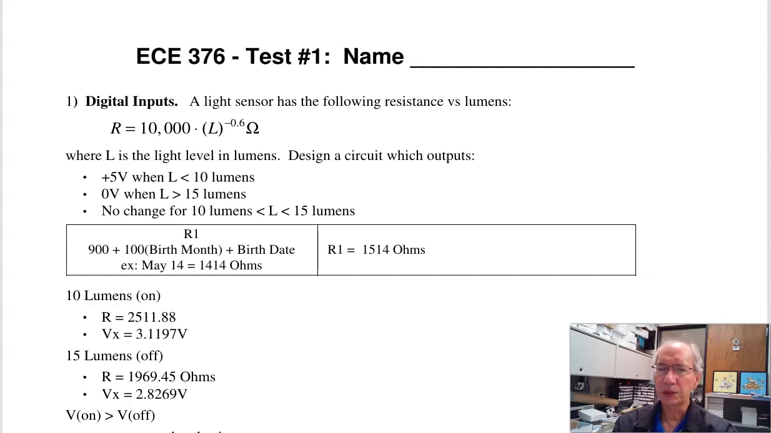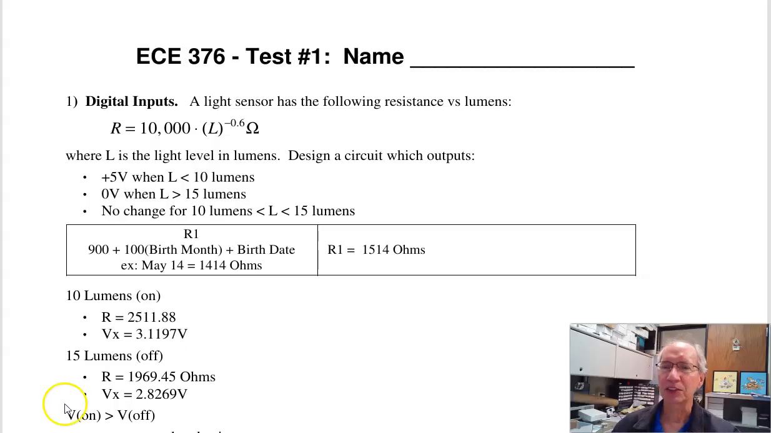Here are solutions to test number 1 for ECE 376. This test looks at binary inputs, binary outputs, and assembler programming on a PIC 18F4620 microcontroller. The first problem looks at a binary input.